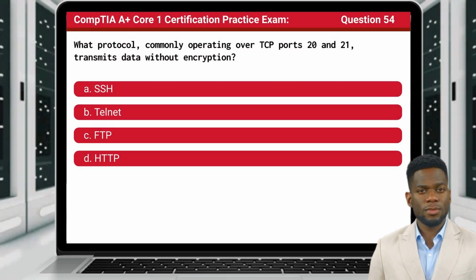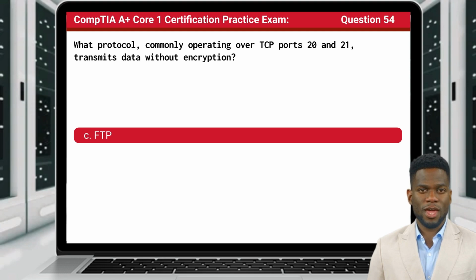Question 54. What protocol, commonly operating over TCP ports 20 and 21, transmits data without encryption? The answer is C. FTP.